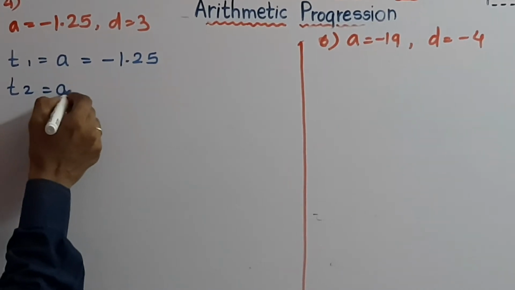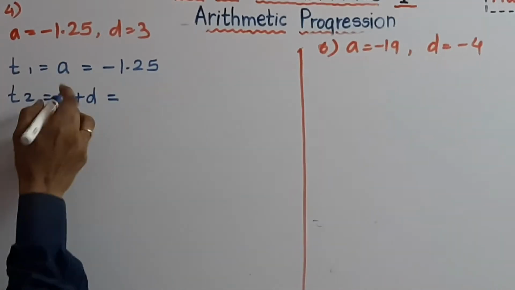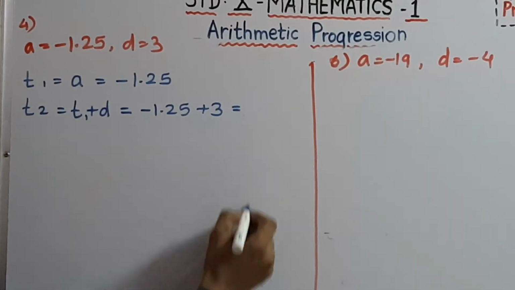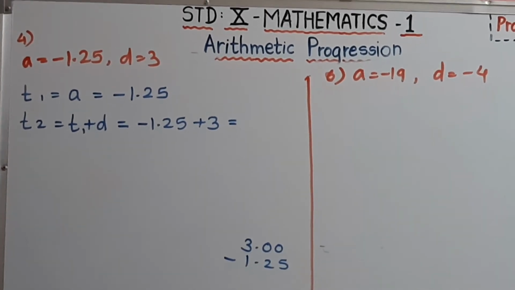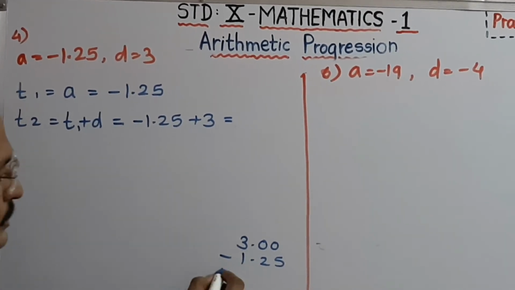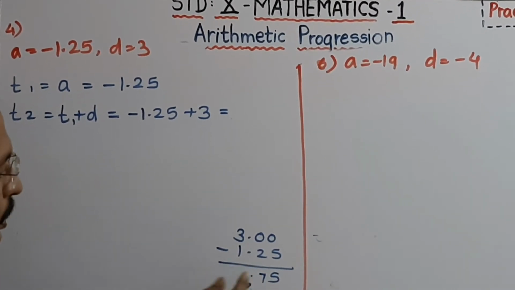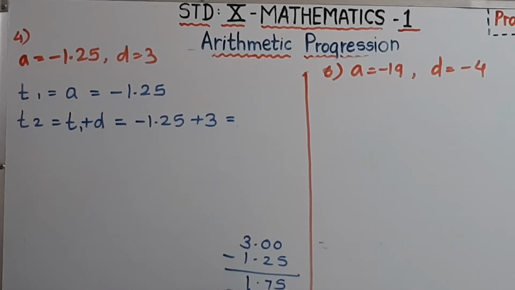T2 is equal to A plus D. A means T1. We can write A or we can write here T1 also. T1 plus D. T1 is minus 1.25 plus 3. It is 3.00 minus 1.25. Yes student, do like this. It is 1.75. See here we can get like this.